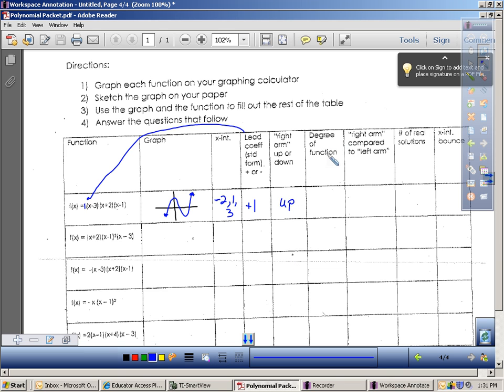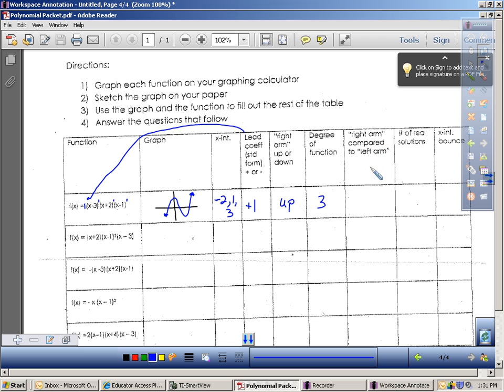All right, the degree of the function. I don't see any exponents here. This would be first degree, this would be first degree, and this would be first degree. Since I'm multiplying all of this together, it's first degree times first degree times first degree. There are 3 degrees in here. This is third degree.